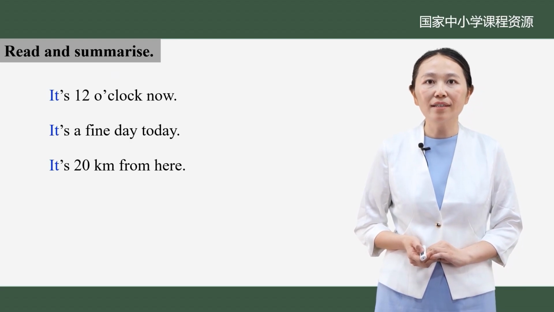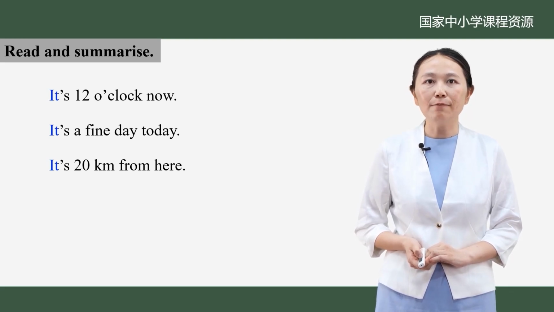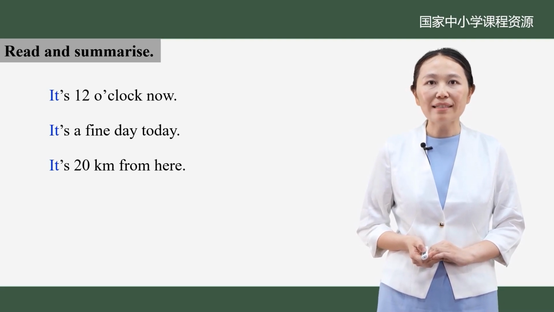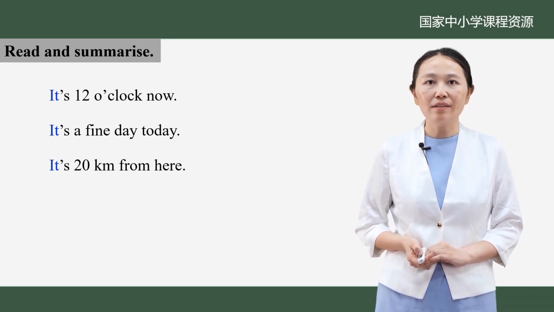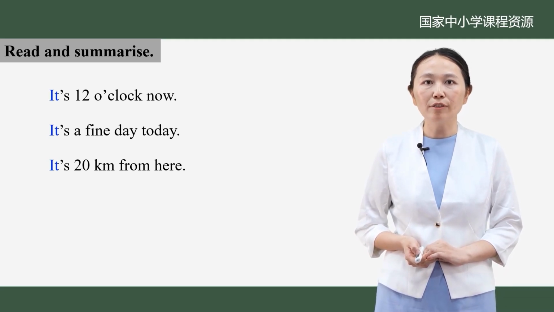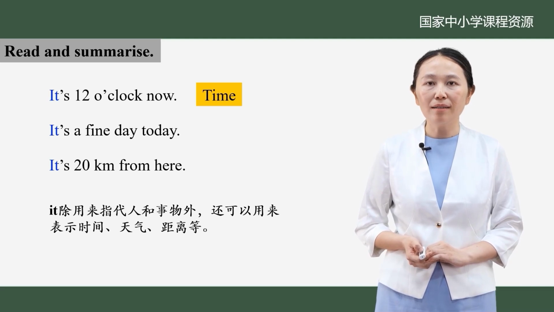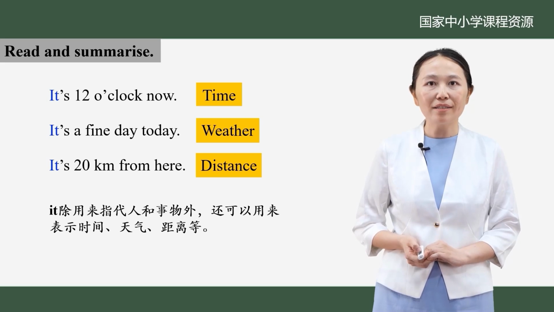Look at the 3 sentences. Sentence 1. It's 12 o'clock now. Sentence 2. It's a fine day today. Sentence 3. It's 20 kilometers from here. The 3 words "it" are subject and singular. What does "it" refer to in each sentence? Here, "it" refers to time, weather, and distance, respectively.